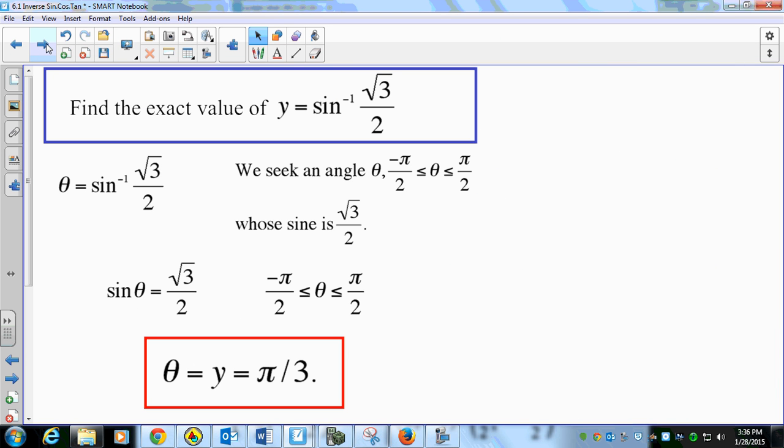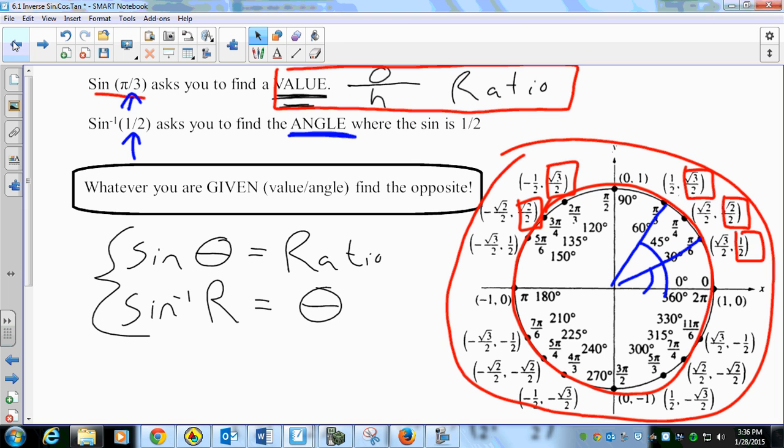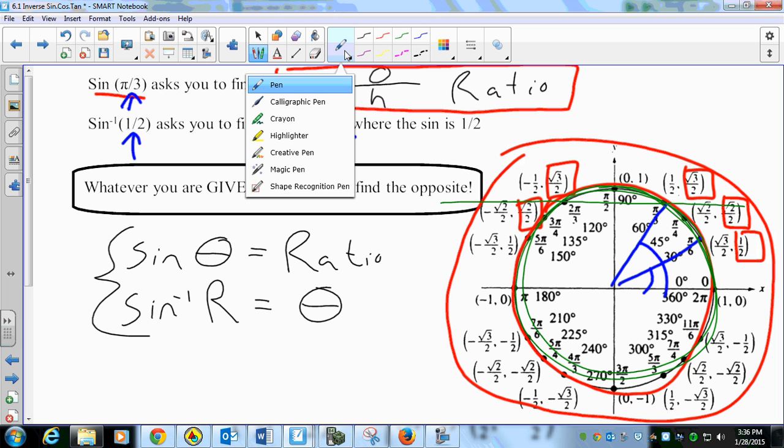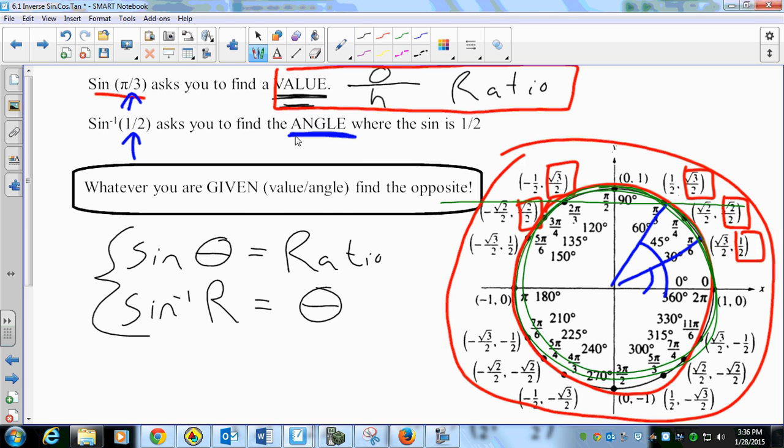So if we want to find the exact value of inverse sine of square root of 3 over 2, that's a y value, it's going to happen in two places. But remember, it really happens in multiple places because we can keep going around and around this circle. But we've restricted the domain just to include our quadrants 1 and 2, from negative pi over 2 to pi over 2. So the one answer that we're going to get is right here at pi over 3.